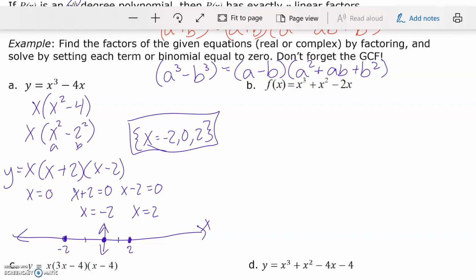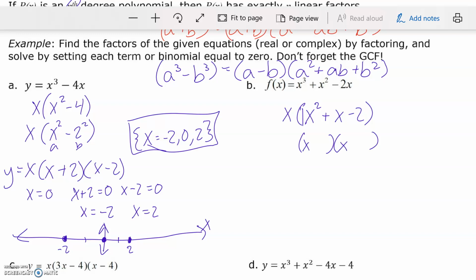With B, we're going to start off by looking to see if there's a greatest common factor, and I notice that all three terms have x. So I bring that down. I'd have x squared plus x minus 2. Now the second thing I have to do is look at this trinomial inside to see if we can factor it. In this case, because a is 1, we can go ahead and take a look and see.